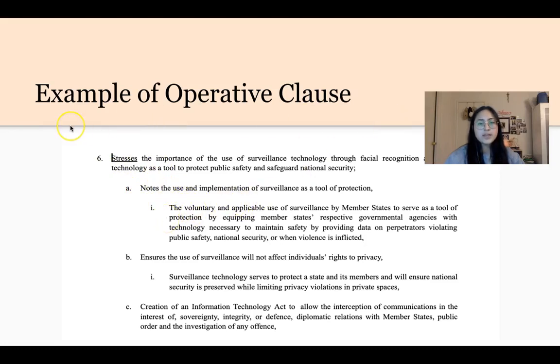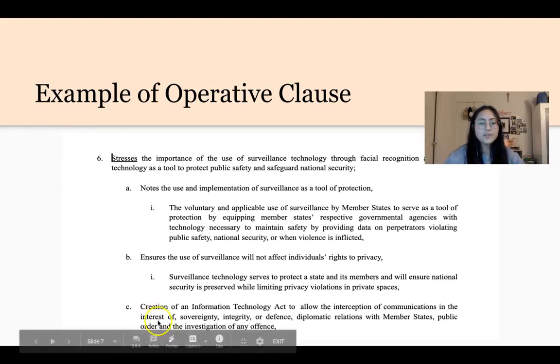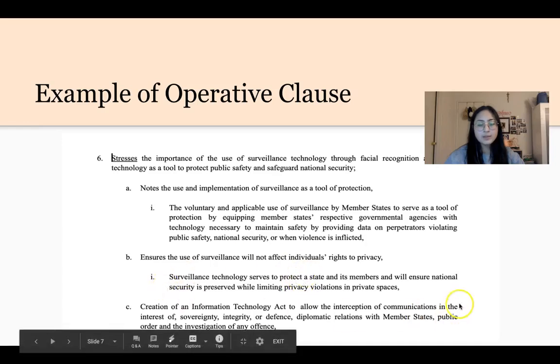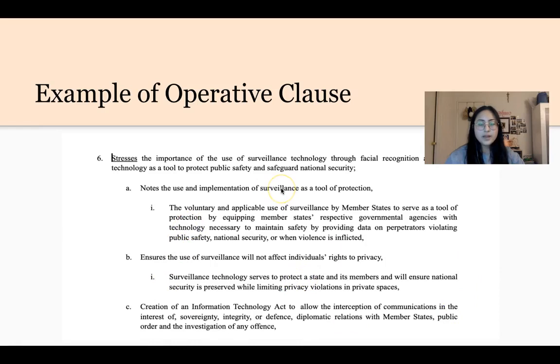But you can see here that this has been very well planned out. They include a lot of detail, creation of an Information Technology Act, surveillance technology serves to protect. They have defined pretty much what surveillance is. And yeah, you just want to, I guess, mimic this and include as much detail as you can with them.